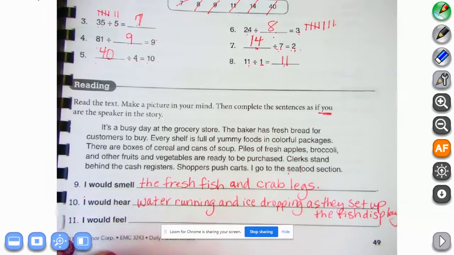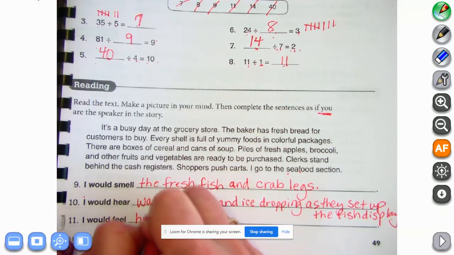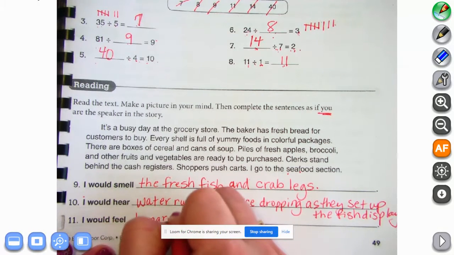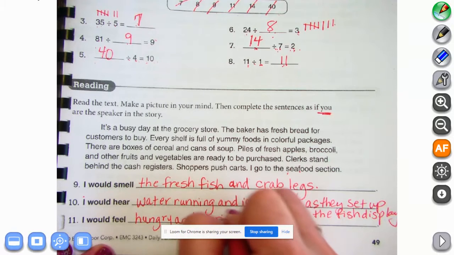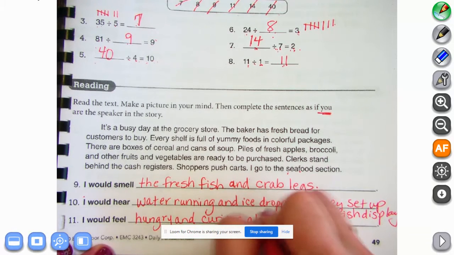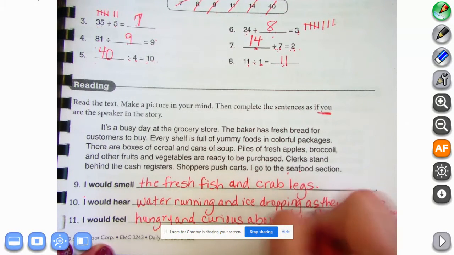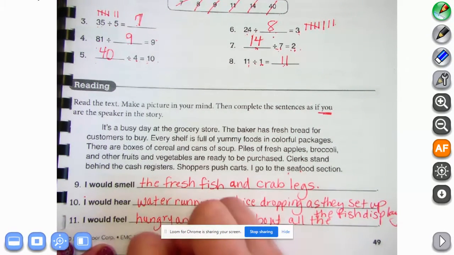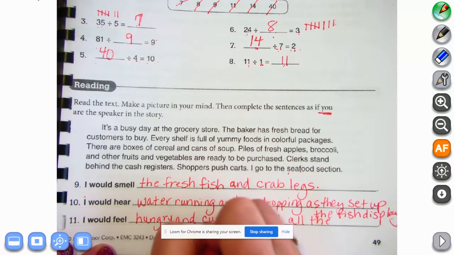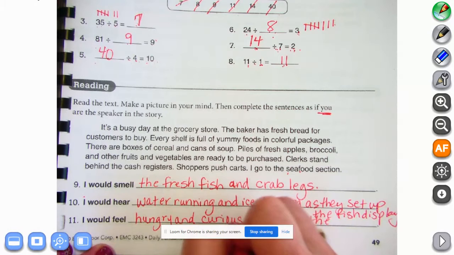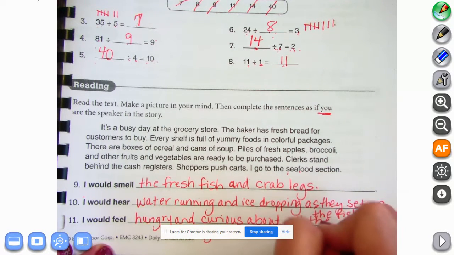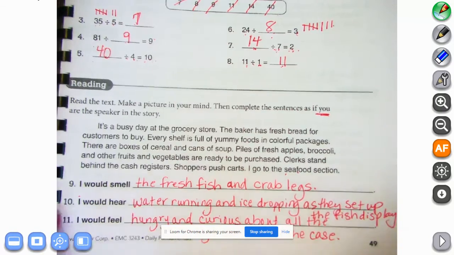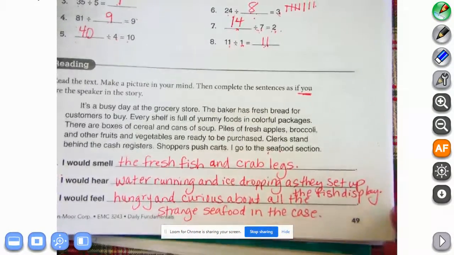I would feel hungry and curious about all the strange seafood in the case. All right, so those were my examples.